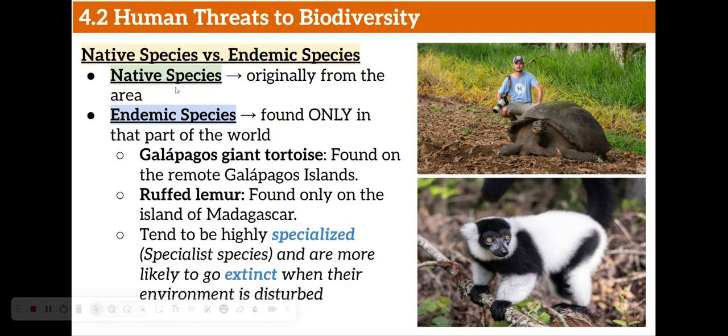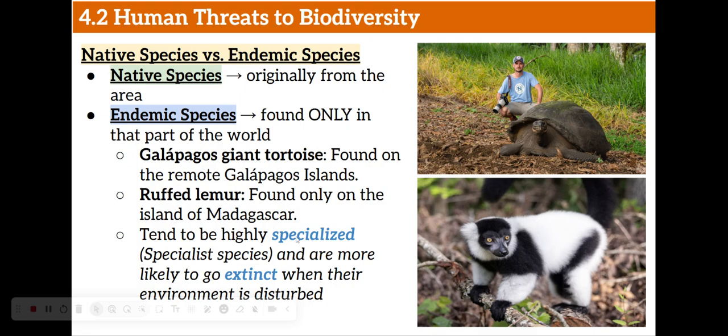So for example, we have deer here in America. We have New Jersey white-tailed deer, and they're found all throughout the East Coast. However, there are other species of deer found in other parts of the world. An endemic species is found only in that particular part of the world. So we have the Galapagos giant tortoise. It's only found on the Galapagos Islands. And the ruffed lemur, you might recognize this from the movie Madagascar. They are found only on the island of Madagascar.